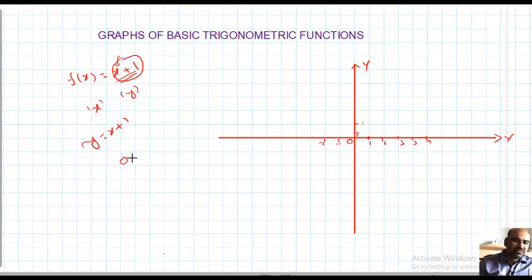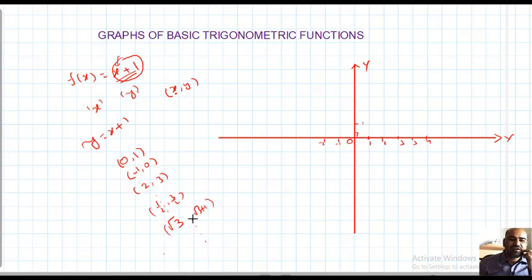If x is 0, y is 1. I want to write the answers as ordered pairs, in x comma y form, where x is the value of x and y is its corresponding value. If x is 0, y is 1. If x is minus 1, y is 0. If x is 2, then y is 3. Like that you get infinitely many ordered pairs, because x can be any real number. If x is taken as half, then y equals 3 by 2. If x is taken as root 3, then y equals root 3 plus 1. Like that you get infinitely many ordered pairs.